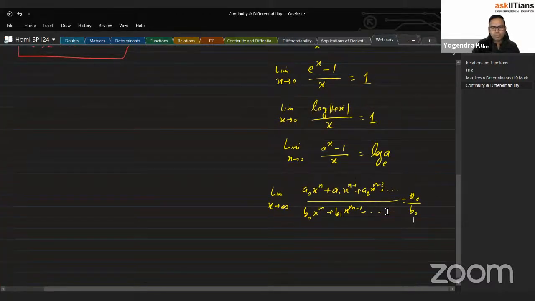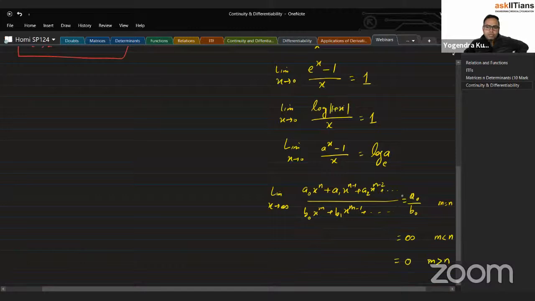When does it become like that? When m is equal to n. A naught by b naught means leading coefficients. Answer will be leading coefficients when m is equal to n, right? Okay, answer will be what, guys? Okay, infinite, if m is less than n. Answer will be infinite when m is less than n. And answer will be 0 when m is greater than n.